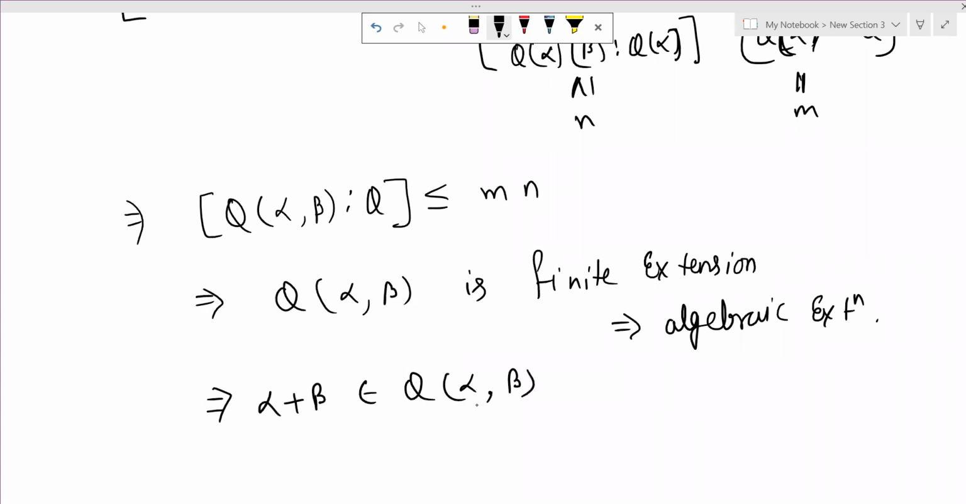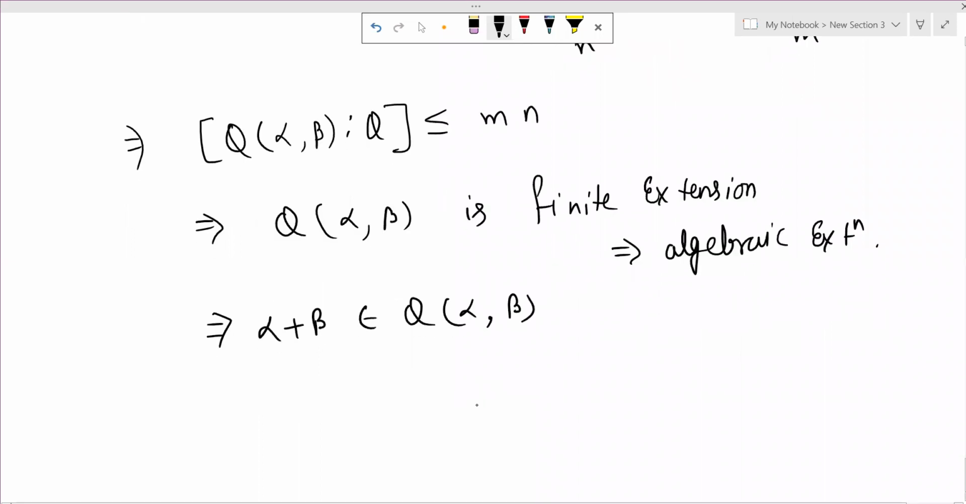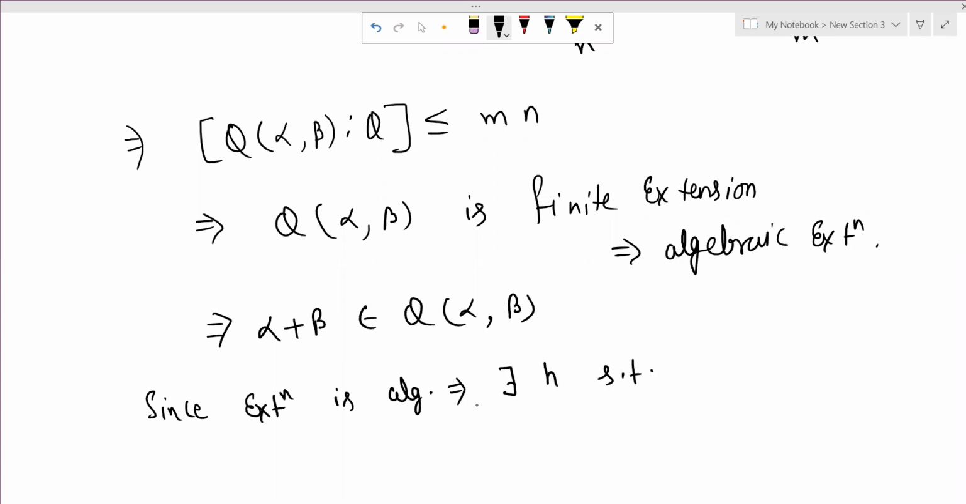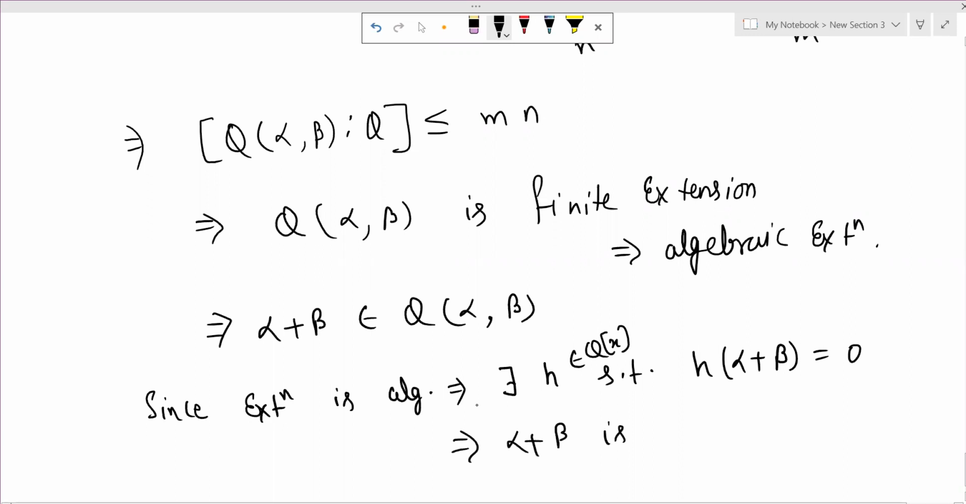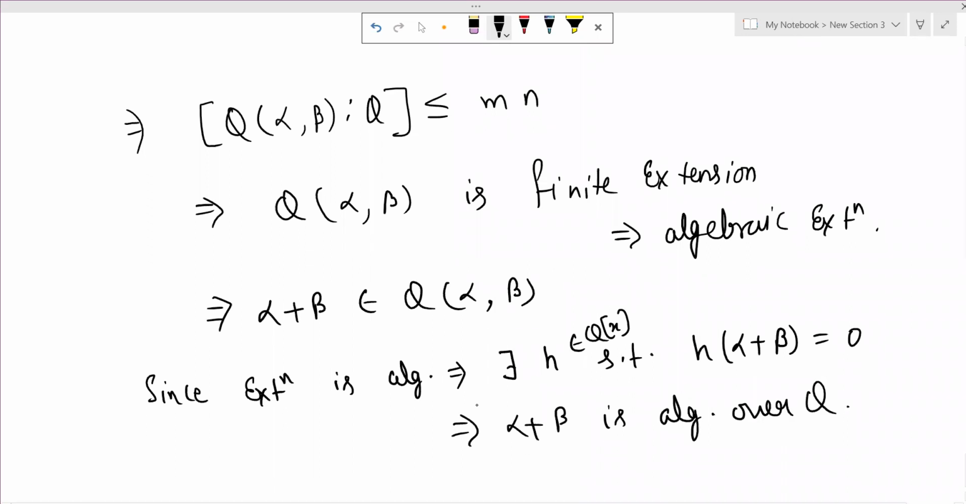Agreed. Since this extension is an algebraic extension, this implies there exists h belonging to Q[x] such that h of alpha plus beta is 0. That means alpha plus beta is algebraic over Q. So I proved that alpha plus beta is algebraic.